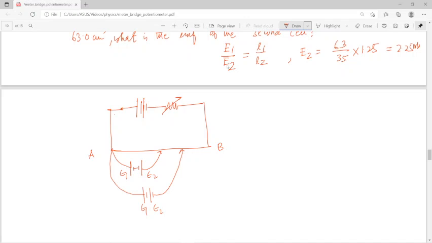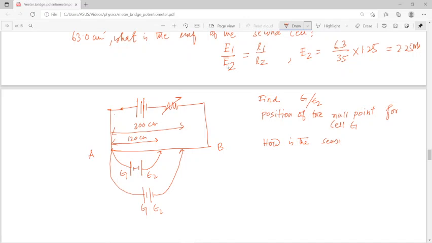If E1 and E2 are connected like that, the null point is given at 300 centimeter, and when the batteries are connected like that, the null point we are getting is at 120 centimeter from the end A. So you have to find the ratio of this, and the position of the null point for cell E1, and how the sensitivity of a potentiometer is increased. That is the corresponding question.